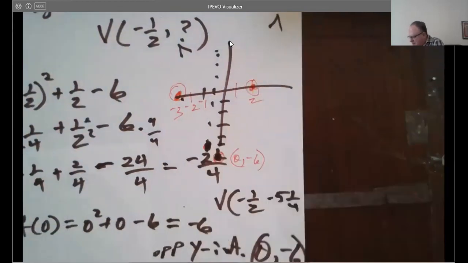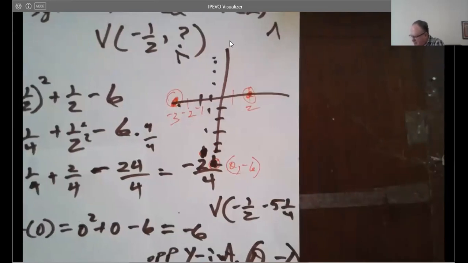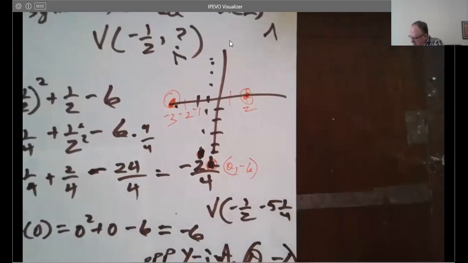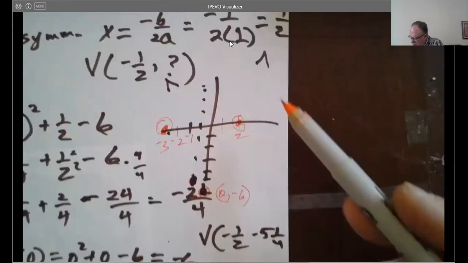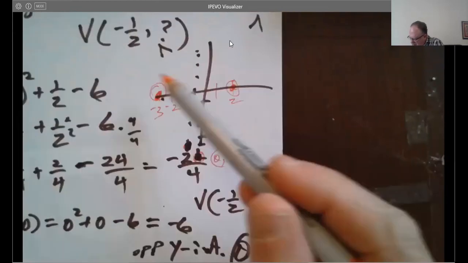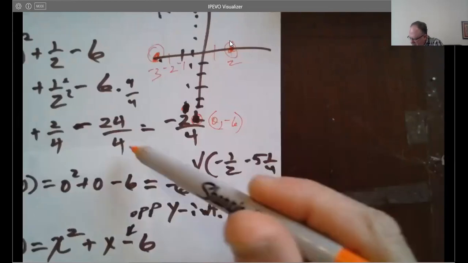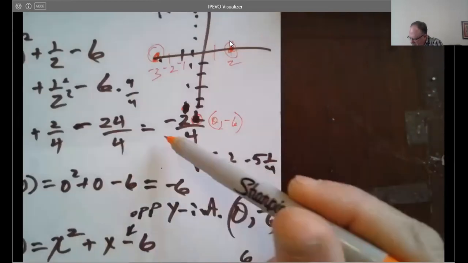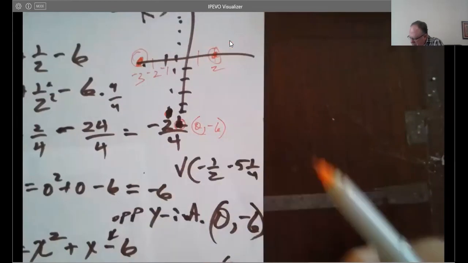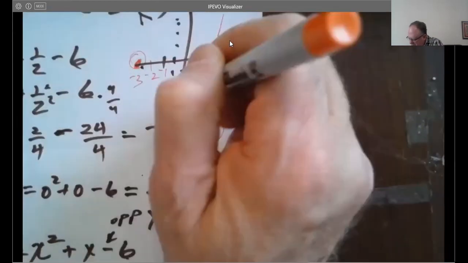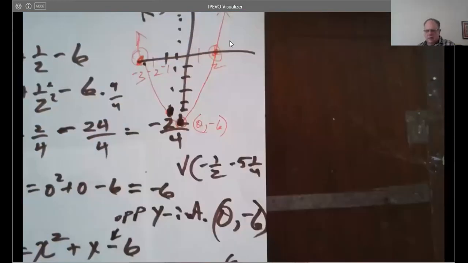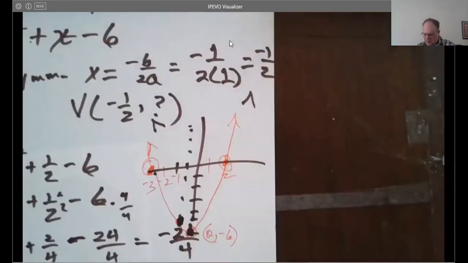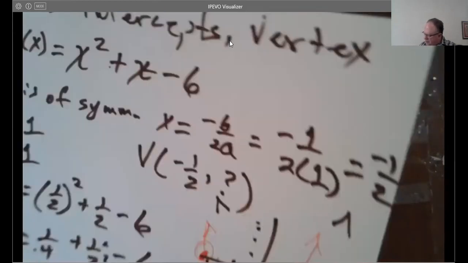Okay, so our graph is going to look something like this. Okay. All right, questions with that? And so that's the intercepts and the vertex.